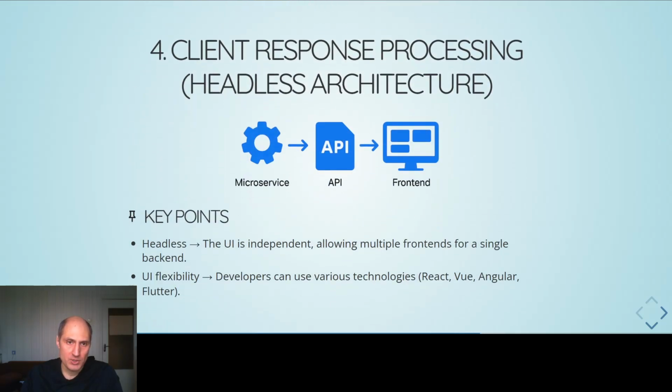The next step is client response processing. What happens? After processing the request, the microservice returns data to the client via API. The front end receives the data and decides independently how to display it. Unlike traditional systems, in MACH architecture the backend doesn't control the UI, it simply delivers data.